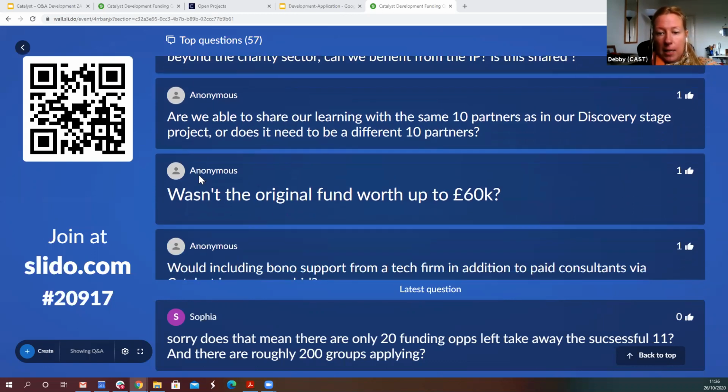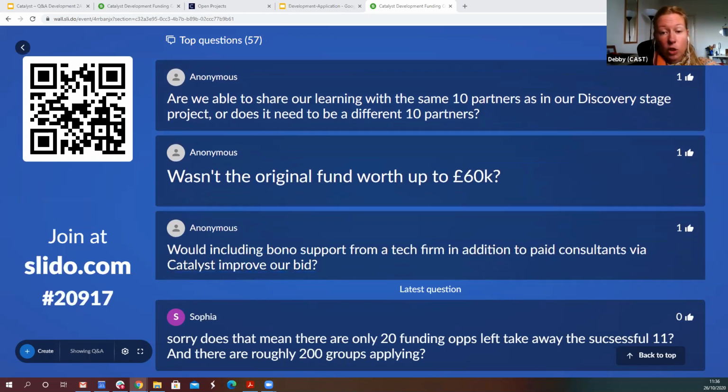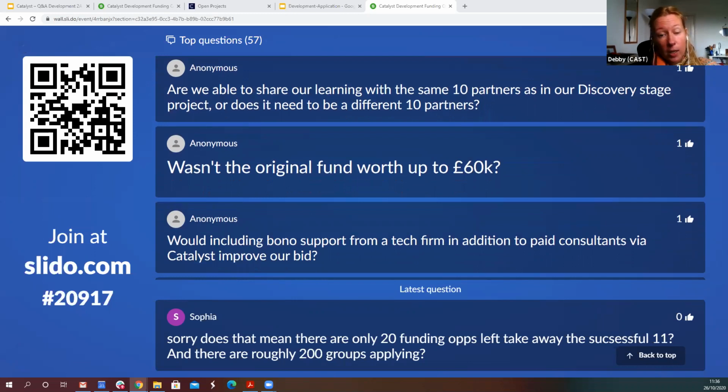Can we share our learnings with the same 10 partners? Yes, you can, as long as you check that they will still benefit from this work. The discovery might have taken you in a slightly different direction, so you might want to revisit that and not automatically go with the same 10. So it might be worth taking a little bit of time to think about that, check in with them, and maybe tweak that. But in theory, as long as you share that challenge and you feel this piece of work benefits your network, then you can say this to the same network.